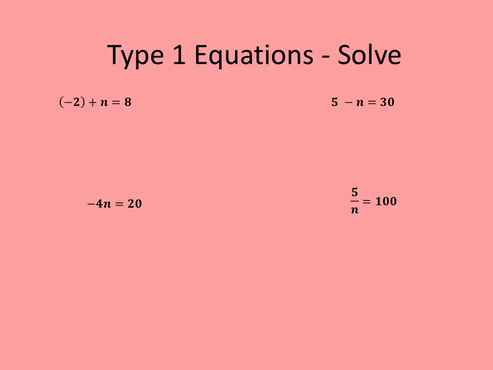So negative 2 plus n equals 8. So I have a negative 2 plus n. To get rid of a negative 2, I need to add 2, or go up 2. So I'm just going to add a 2 and add a 2, because adding 2 is the opposite of a negative 2. They cancel out, so now I have just n. And then 8 plus 2 is 10.